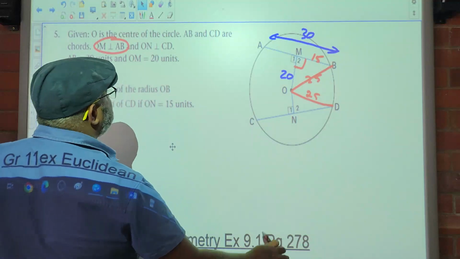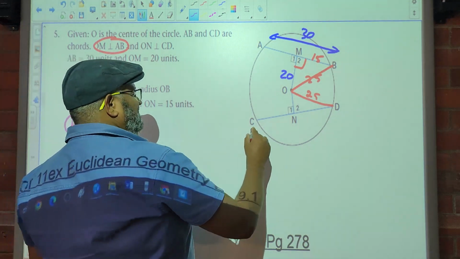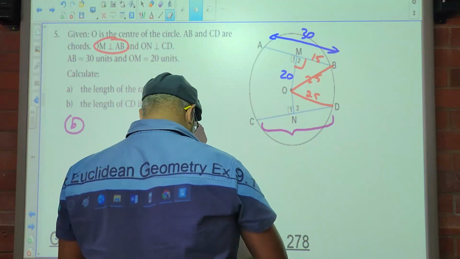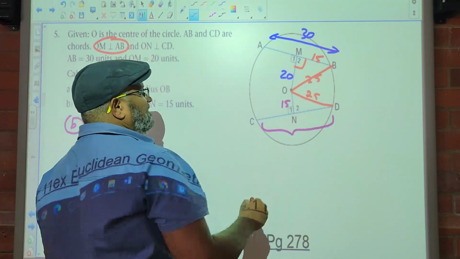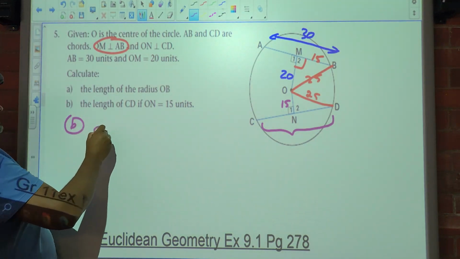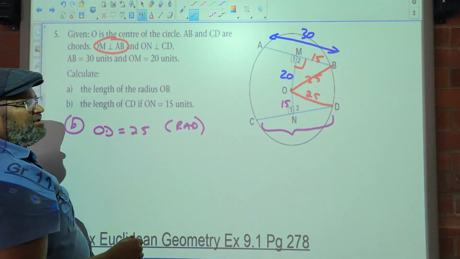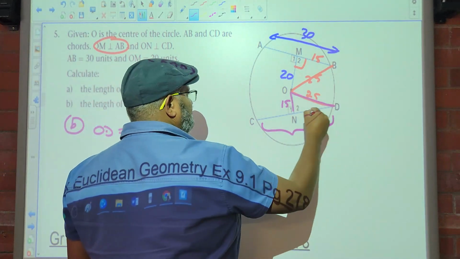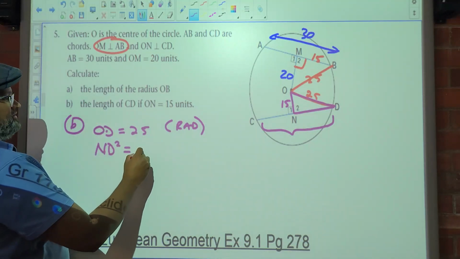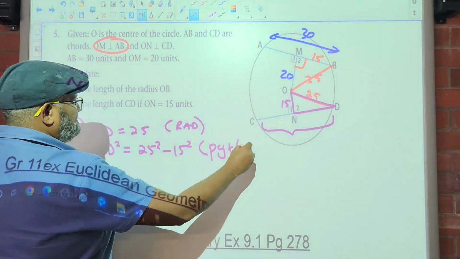Now we are told that we must calculate the length of CD if ON is 15. Okay. So we know that OD is 25. Why? Radius. So what can be calculated here in this triangle? I can calculate ND. So ND squared is equal to 25 squared minus 15 squared. Why? Pythagoras.